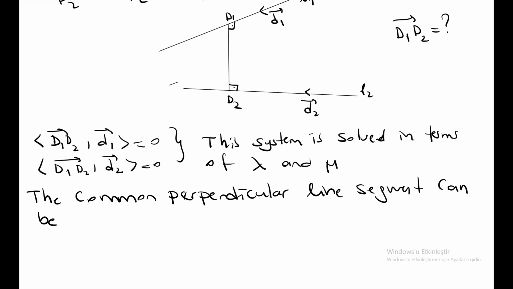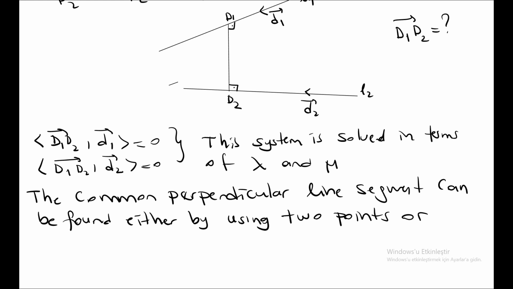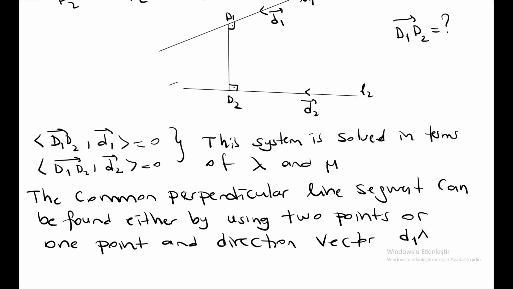Okay, the line segment can be found either by using 2 points or 1 point and a direction vector. Direction vector is clear. Direction vector is this D1 cross product D2.